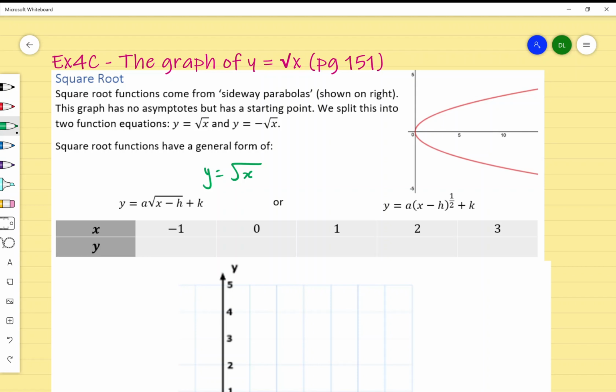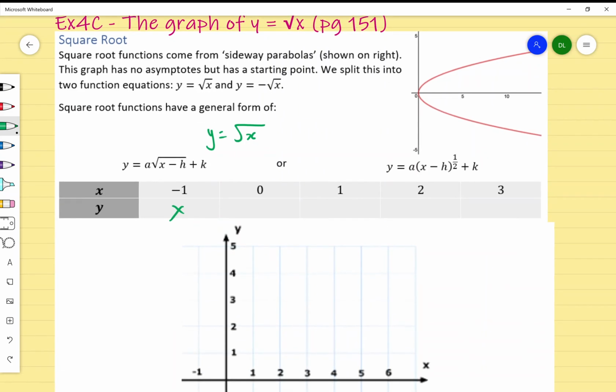Like I mentioned, x cannot be negative 1 because it doesn't exist. Remember, it's not that it's equal to 0, it just doesn't exist. However, if I substitute x equals 0, the square root of 0 is indeed just 0. Square root of 1 is 1. Square root of 2 is, I think, 1.3 something, but you get the idea. As we increase the value of x, it increases the value of y.